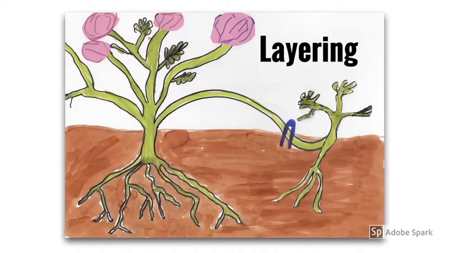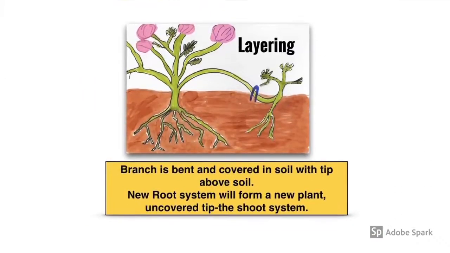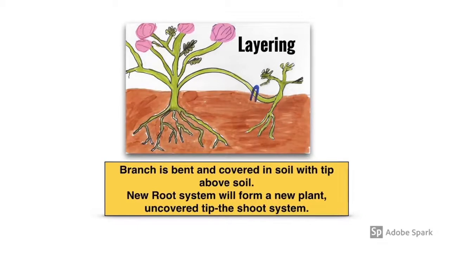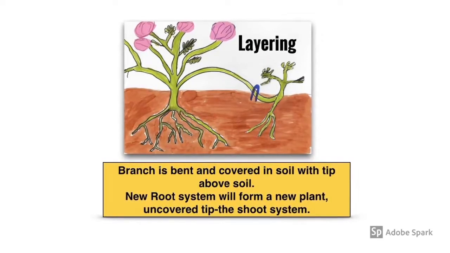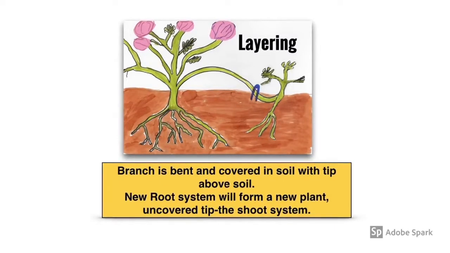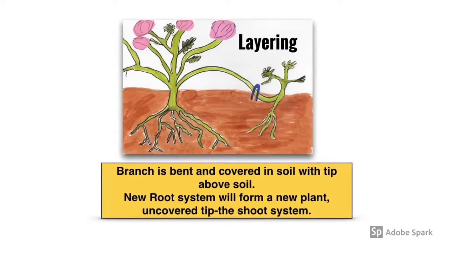The next method is layering. So layering involves taking a branch that's still attached to a parent plant, securing the branch so that part of it is below the soil and the tip is above the soil. The part that's buried in the soil is going to form the new root system, and the exposed tip is going to form the new shoot system.